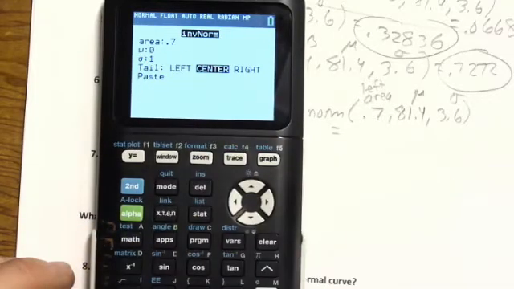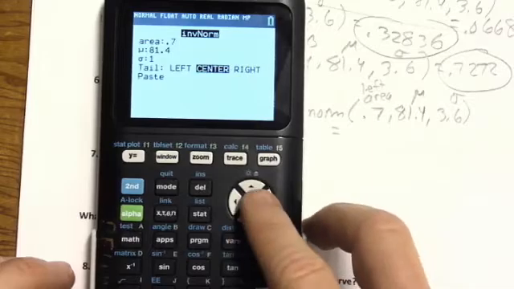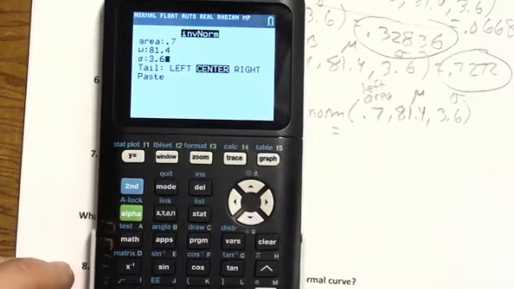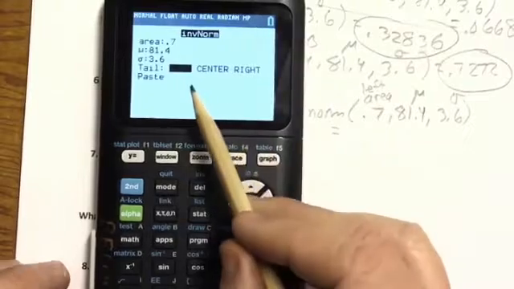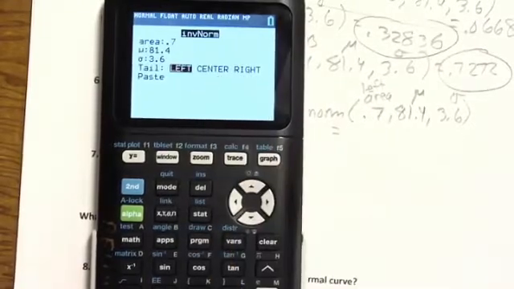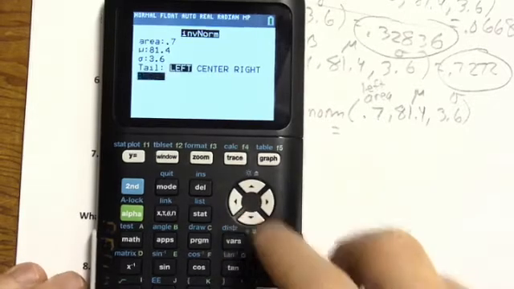So our mu is 81.4, and our standard deviation is 3.6. And then I always use left area. Some calculators don't give you this option of left area, center area, or right area, and that's a convenient command. I tend to always use left area because some calculators don't have that command. And then we hit paste.